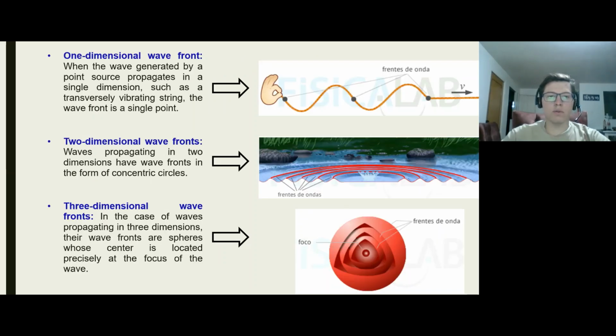One-dimensional wavefront: when the wave generated by a point source progresses in a single dimension, such as a transversely vibrating string. Two-dimensional wavefront: waves propagating in two dimensions have wavefronts in the form of concentric circles. Three-dimensional wavefront: in the case of waves propagating in three dimensions, the wavefronts are spherical, centered precisely on the source of the wave.